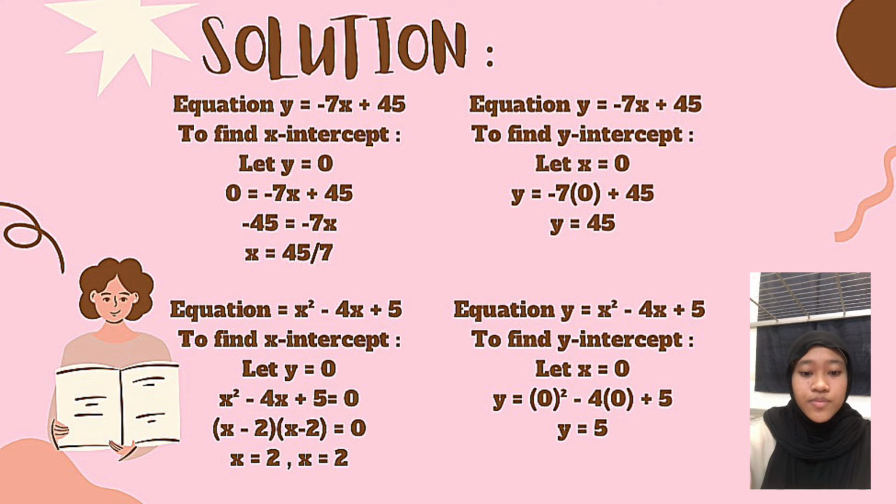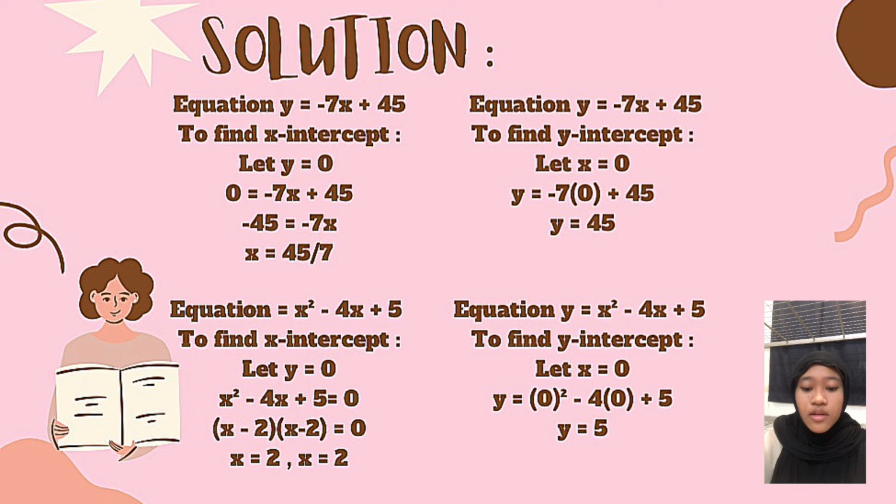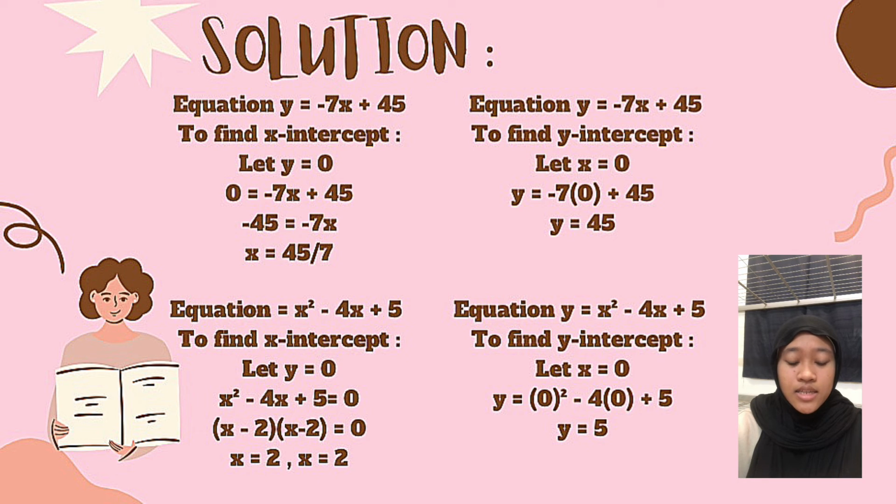So, for the equation y equals x squared minus 4x plus 5, to find the x-intercept, let y equals 0, so x squared minus 4x plus 5 equals 0. Then, we use the calculator to calculate x. So, we will get x equals 2 for both. So, it will be the minimum point of the curve, that is x equals 2, because we get both of the x as 2.